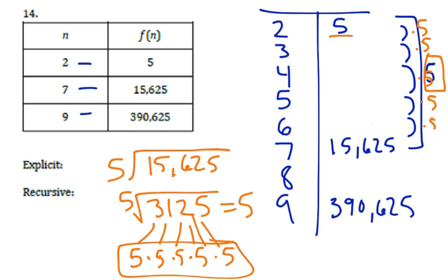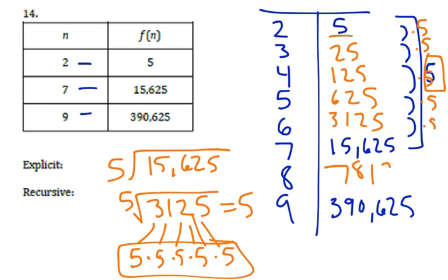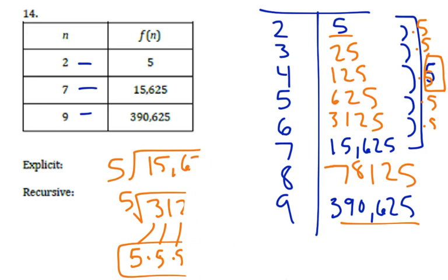5 times 5 is 25, times 5 is 125. 125 times 5 is 625. Times that by 5 again, we get 3125. Times it by 5 again, we get 15,625. Times that by 5, we get 78125. Times that by 5, and we get our last one. So that's one way you can try to figure that out.